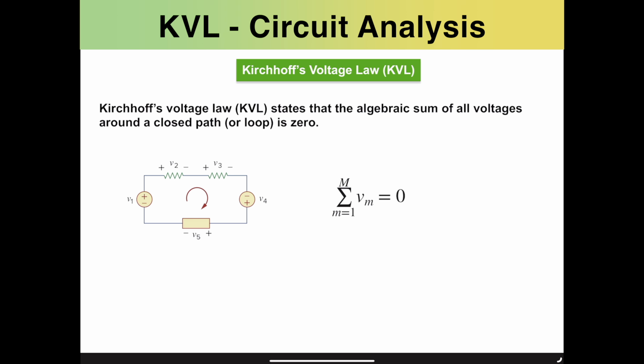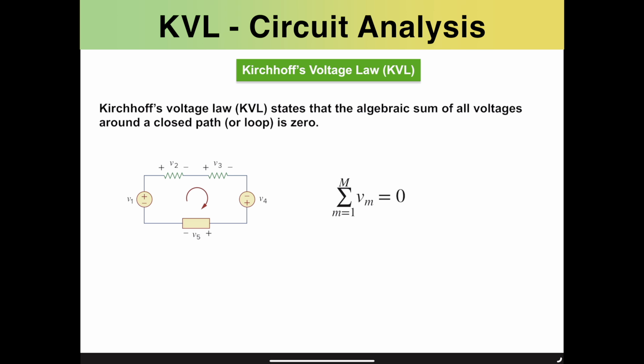As the slide suggests, Kirchhoff's voltage law states that the algebraic sum of all voltages around a closed loop is zero. Essentially, we're now dealing with loops in electrical circuits. In this circuit, we have several components connected together in series, and they create a single loop where you can start from any arbitrary point and make a turn, and you'll return to your original position.